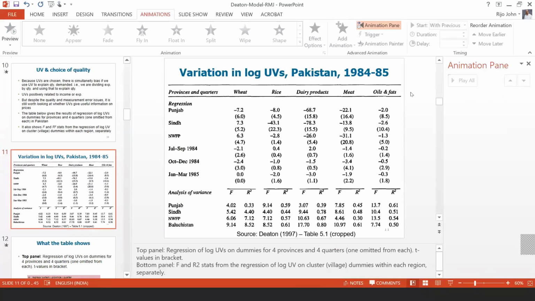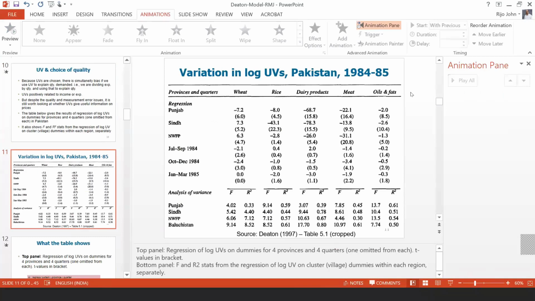It is also interesting to note that the magnitude of these coefficients is much higher for regional level dummies compared to seasonal dummies. In other words, the variation across space is much larger in magnitude compared to the variation across seasons within the same region, right? So spatial variation is very important, and that is the bottom line from this table.